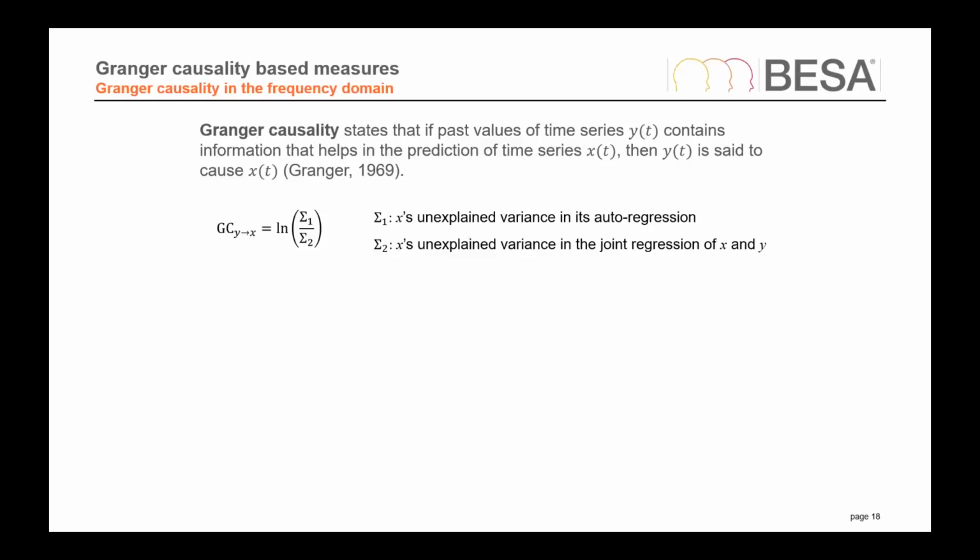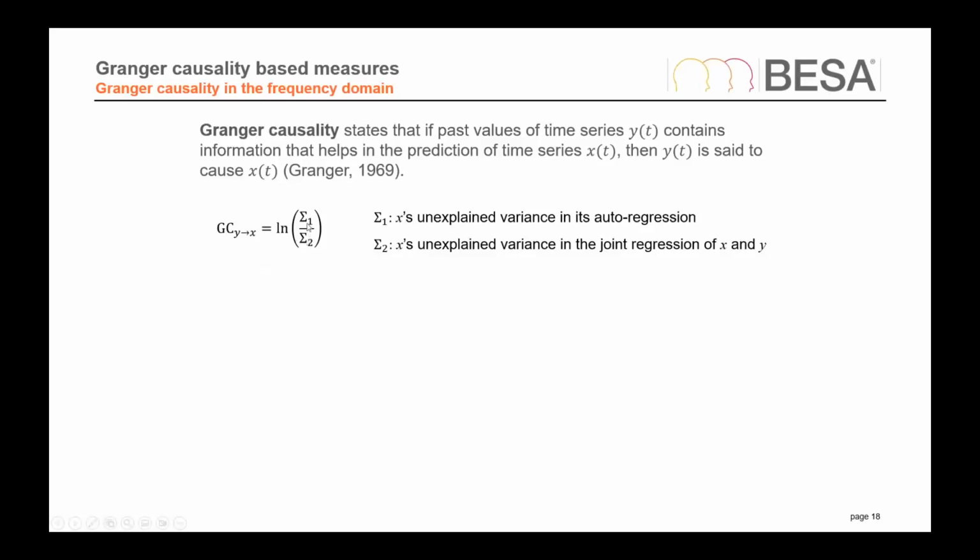So this is really a different approach, and the measure is the logarithm of the unexplained variance from x's autoregression divided by the unexplained variance in the joint regression, which sounds pretty complicated. Let's just imagine that the joint regression is a better predictor than the autoregression. But in that case, sigma 2 will be smaller than sigma 1.